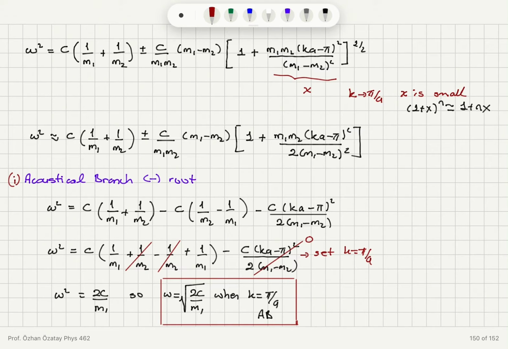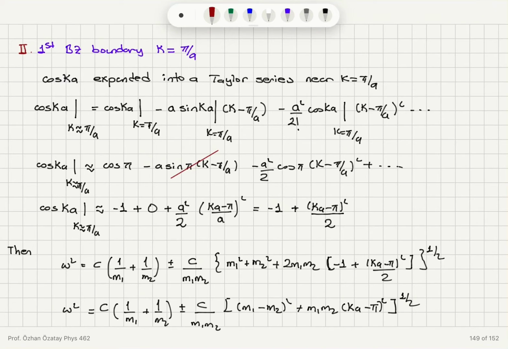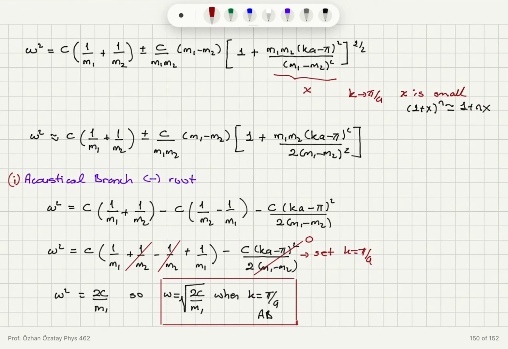That comes out of the square root as m1 minus m2. So I have a 1 for the first term in the parentheses, and then I have m1 m2 (ka minus pi) squared over (m1 minus m2) squared. So if you set k equal to pi over a, x is small, so I use the same result: 1 plus x to the n becomes 1 plus nx for x small.